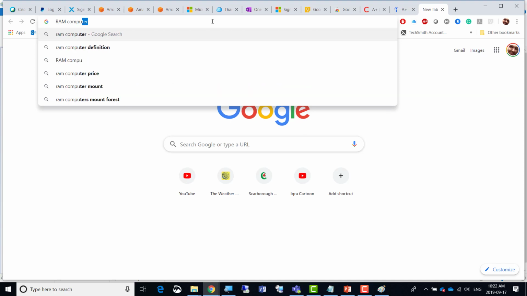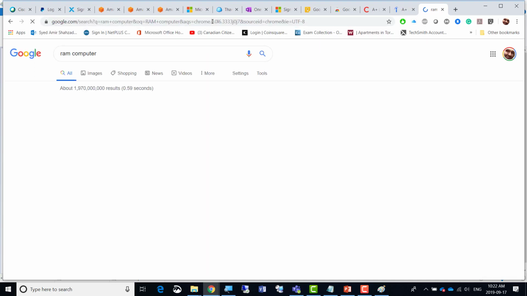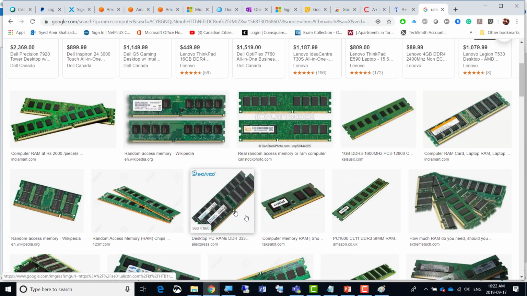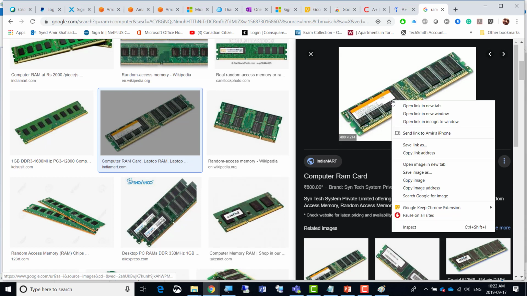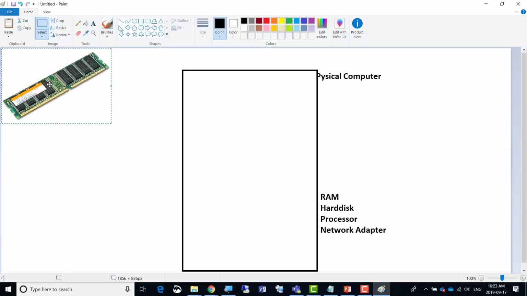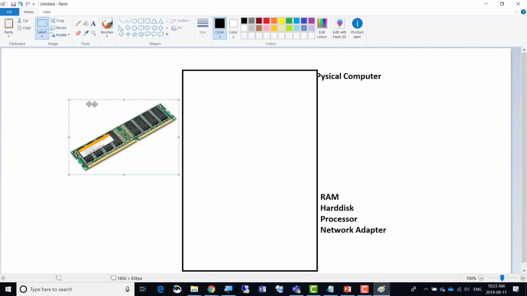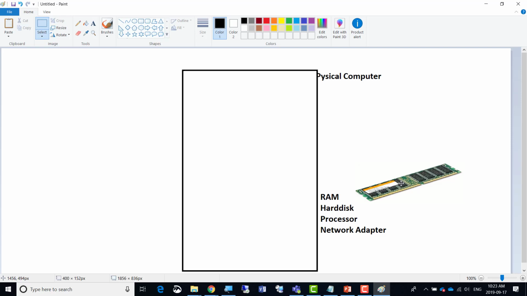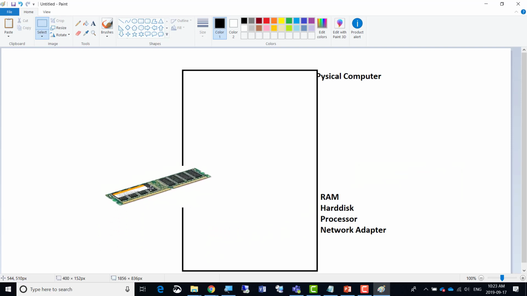RAM, and that's computer RAM, not Dodge RAM, right? So there you go. That's RAM, and I'll just put that. When we go in depth with the types of RAM, then you will realize, oh wow, it's extensive. But what does it really do? That we should remember. So that's RAM, and okay, RAM is here.